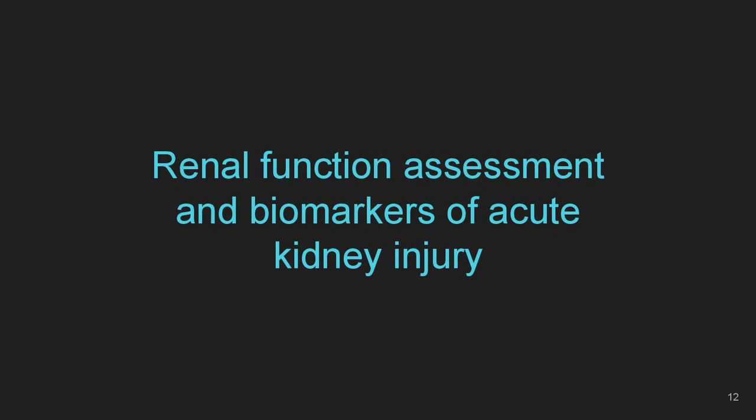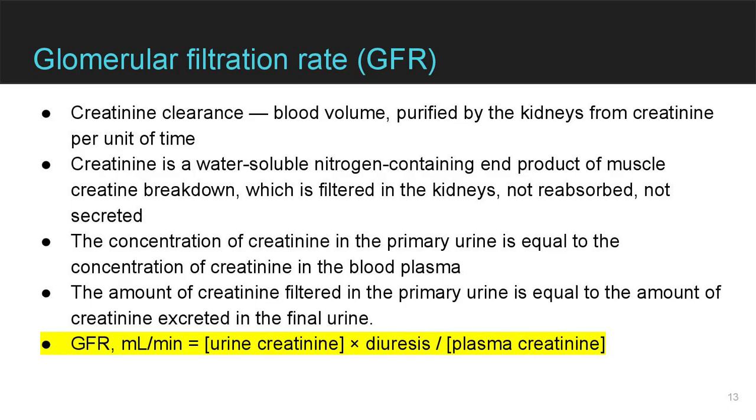approximately 2 liters. Renal function assessment and biomarkers of acute kidney injury. The main marker of rate of filtration is the glomerular filtration rate. How to estimate the glomerular filtration rate? We use the chemical creatinine, with which we can estimate the rate of filtration of creatinine from blood into urine.